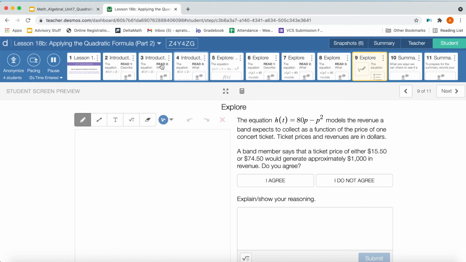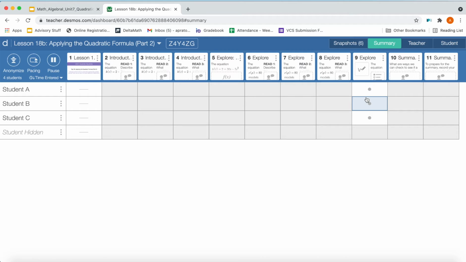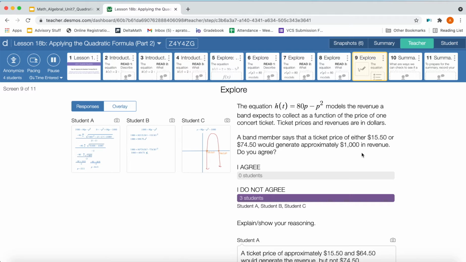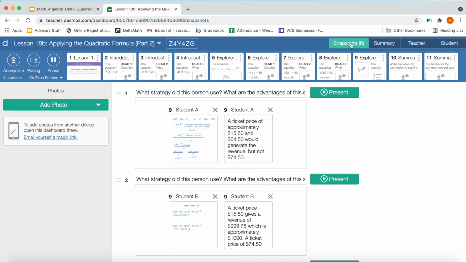You can also rearrange and focus your summary conversation on the other problem that comes before this, but the same idea is going to hold true for the conversation. When you come to the conversation and you're collecting student work, one strategy you can use is to collect work with students using various different strategies to verify if these are possible ticket prices to generate $1,000 in revenue. There are 3 strategies that I wanted to focus on that you might see. I took snapshots of those strategies and I have them featured here, so let me just go through them quickly.